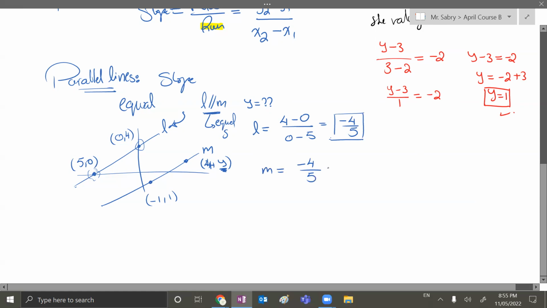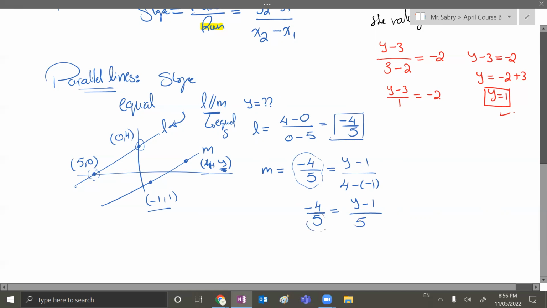So how am I supposed to calculate the slope of line M if I'm given only these points? I'm supposed to go for also rise over run, which means y minus 1 over 4 minus -1 should be equal to the same slope that we just got, which is -4 over 5. So let's solve this thing. Now I'll have -4 over 5 as it is equals y minus 1 over 4 minus -1, which means it's 4 plus 1, which becomes then 5.